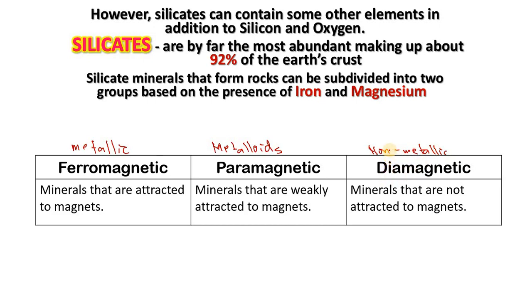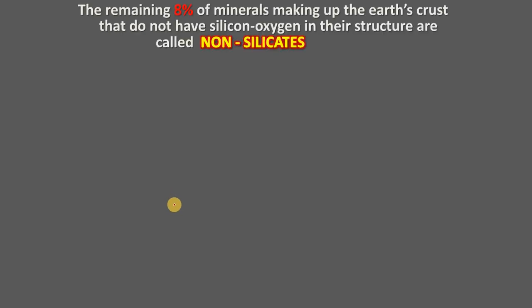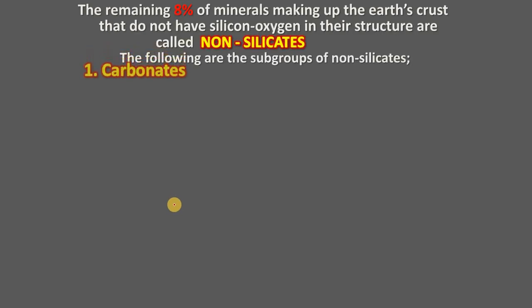Okay? So that's it. Silicates, you have the group of iron and magnesium, and they are described as either ferromagnetic, paramagnetic, and diamagnetic. Okay? So diamagnetic, not attracted to magnets. Paramagnetic, slightly attracted to magnets. Ferromagnetic, strongly attracted to magnets. Now let's go to the non-silicates naman, guys.